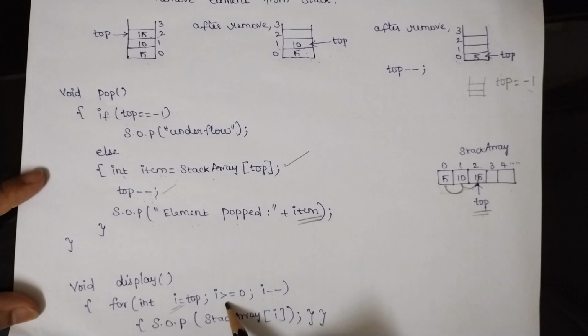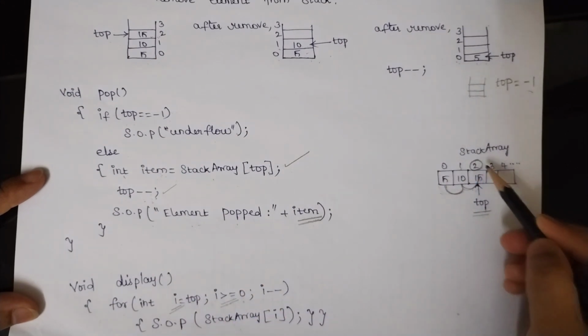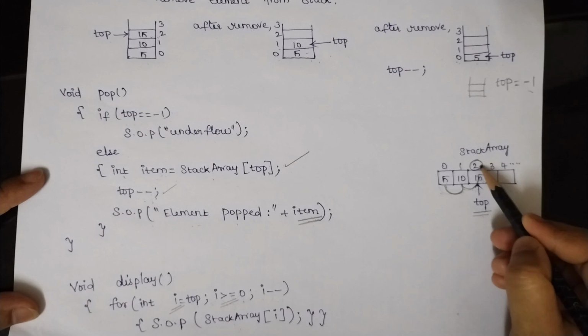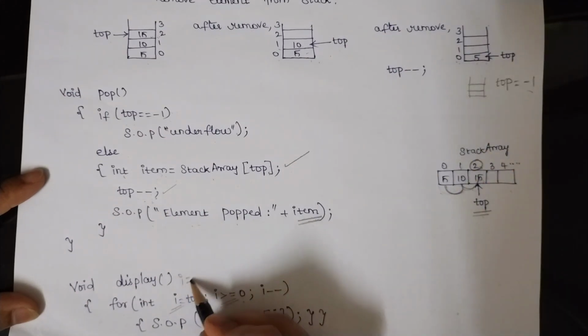Then what is the condition I need to check for i? Where do I stop this iteration? Once i is greater than or equal to 0, you can execute this block and do the iteration. But if this becomes false, if the i value becomes less than 0, then you have to stop the iteration. This is the stopping condition for this for loop. So now what is the top value? The top index value is 2, so i is now 2.